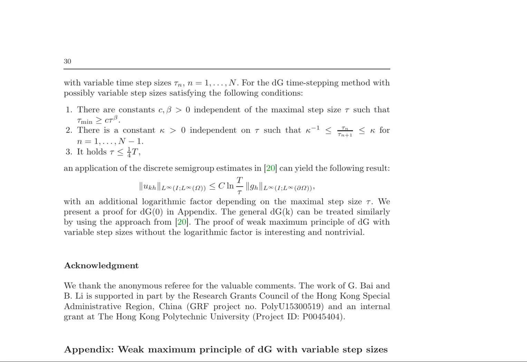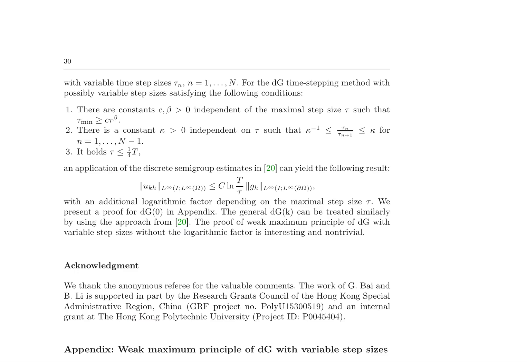The authors employ the discontinuous Galerkin timestepping method with variable time step sizes, tau_n, satisfying specific conditions. These conditions involve constants c, beta greater than 0, independent of the maximal step size tau, such that tau_min is greater than or equal to c tau^beta, and a constant kappa greater than 0, independent of tau, such that kappa^(-1) is less than or equal to tau_(n+1)/tau_n is less than or equal to kappa for n equals 1 to N minus 1. Additionally, tau is bounded by 1/4 T.